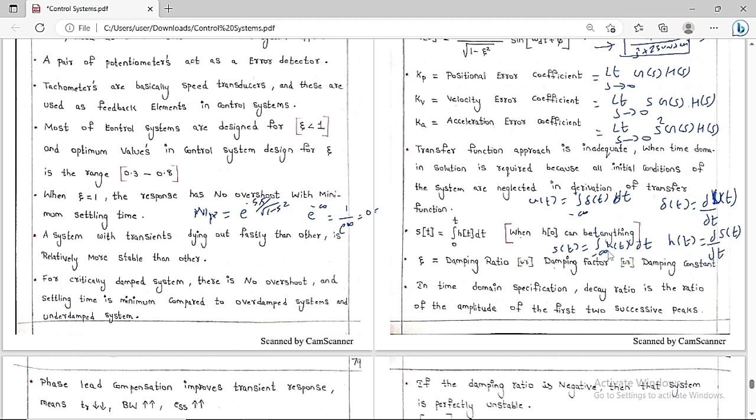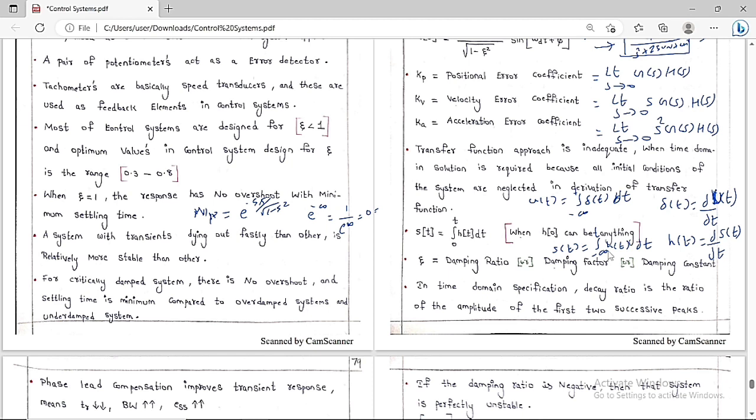Suppose I assume h of t is 0 from minus infinity to 0. Therefore, the integration becomes the integration from 0 to t of h of t dt. As you can see clearly, we have assumed the value of h of t from minus infinity to 0 is 0, so the integration simplifies to 0 to t. You can see this point clearly from this.